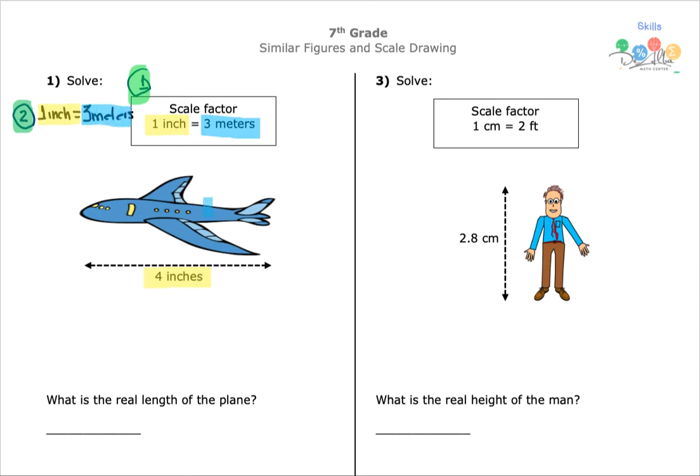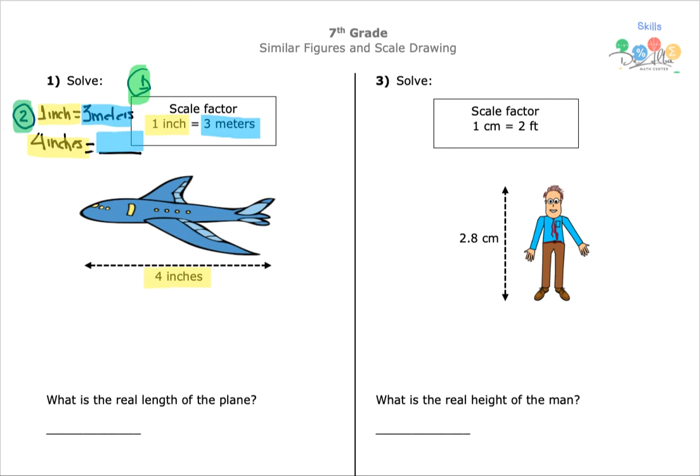Now this shape here is a model of a plane, of course. There's no plane that's going to be 4 inches. 4 inches is a very small unit of measurement. So this 4 will be on the side of the inches. You see? It's going to be 4 inches. And then I'm going to highlight this, and that's going to be equal to a number of meters that I don't know yet.